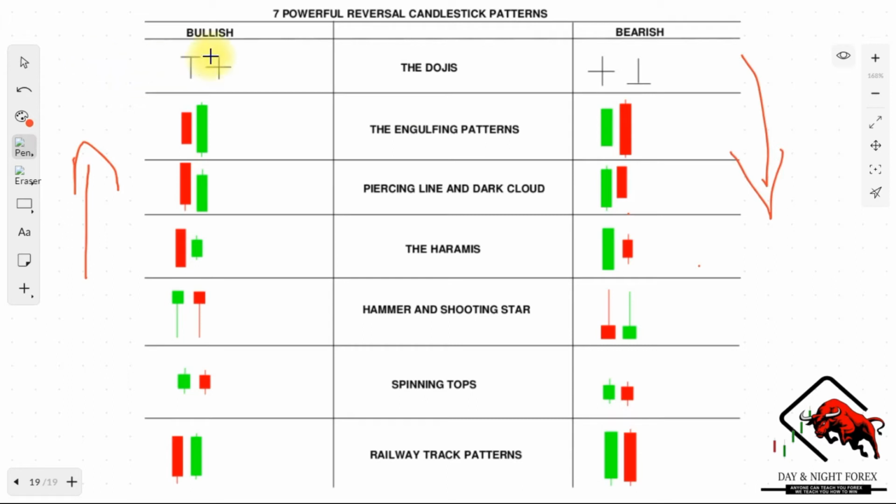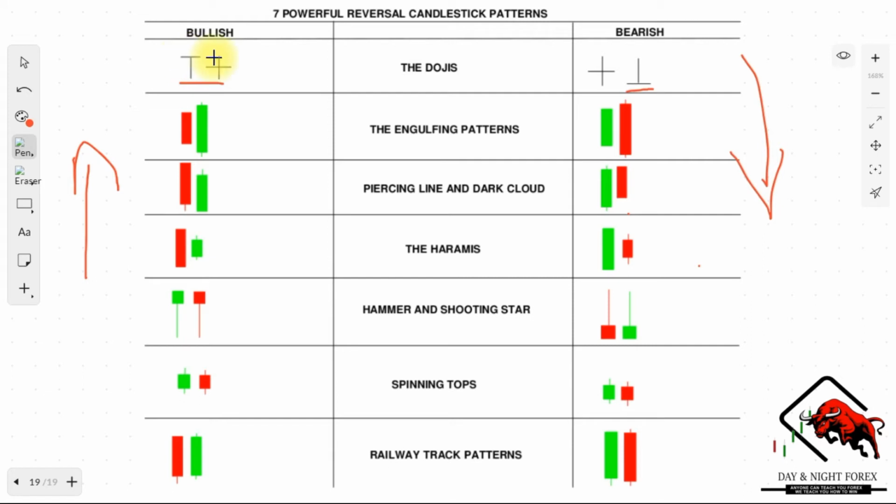Firstly, we have the dojis. I told you before that the dojis actually come in 4 variations. So we have this one here, which is basically the same in both directions. But this one has a small line at the top, and here we have the small line at the bottom. So this is more bearish and this is a bullish one.